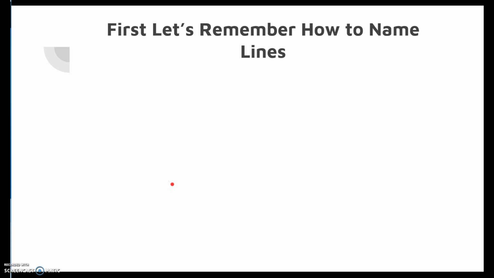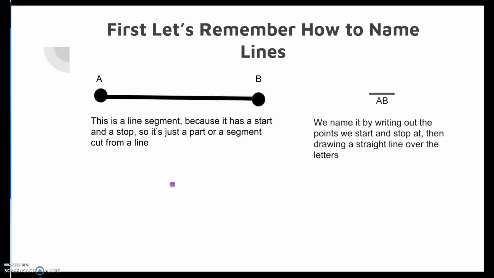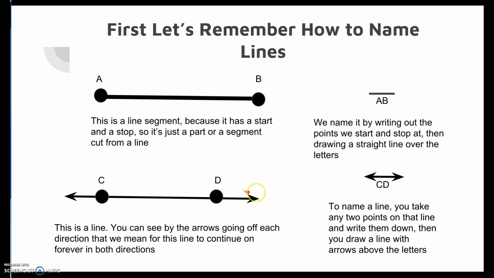Alright, so first of all we've got to remember the difference between lines and line segments. Remember, a line has these little arrows here, and those mean that it's heading off into forever in both of those directions. A line segment, you're saying, I want you to start here and end here, so it's really just a segment or part of a line. When you name a line segment, you just put the letters you start and end at, and you put a straight line across the top.